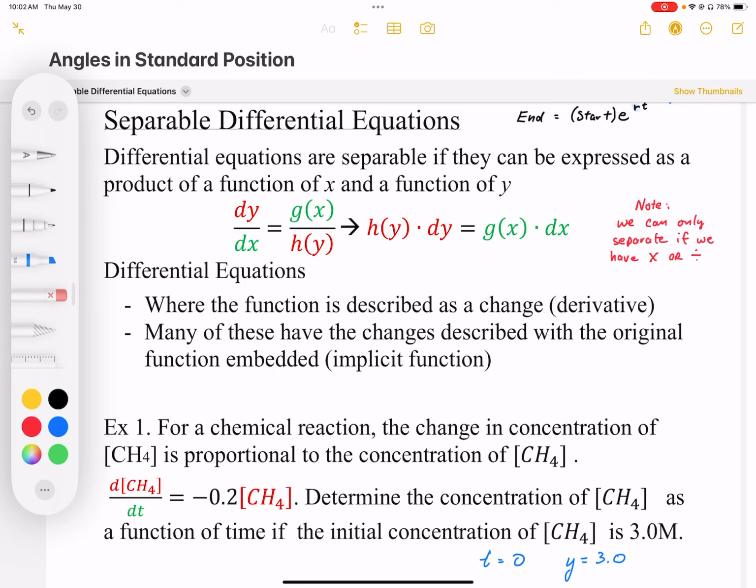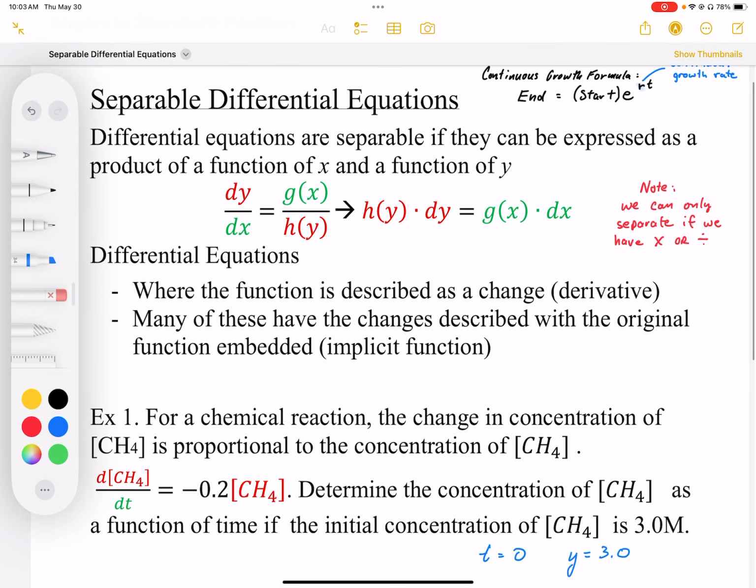Differential equations are functions that are described as a change, or basically the derivative. Now, many of these functions have the changes described with the original function embedded in, or implicit function. Or in other words, the change is described in terms of itself. These differential equations are often found in science.